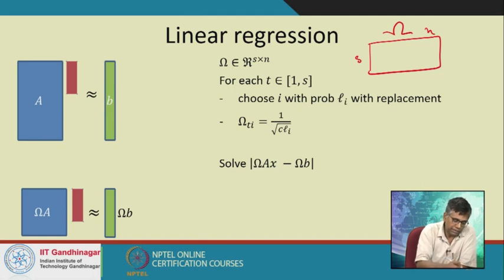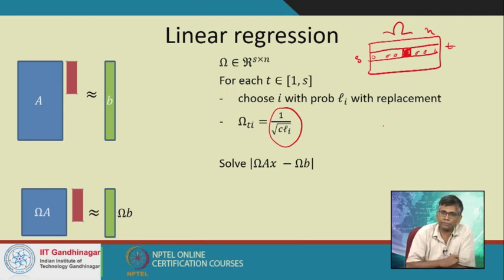So omega is going to be an S by N matrix, right? And in order to create the tth row, we will choose i with probability Li, with replacement. So suppose for the tth row we happen to choose a specific i. Therefore, for the tth row of omega, we'll place zero everywhere else except for the ith position, and in that position we will place 1 over c square root of Li. Basically, we're normalizing by the square root of the probability that we chose it with.